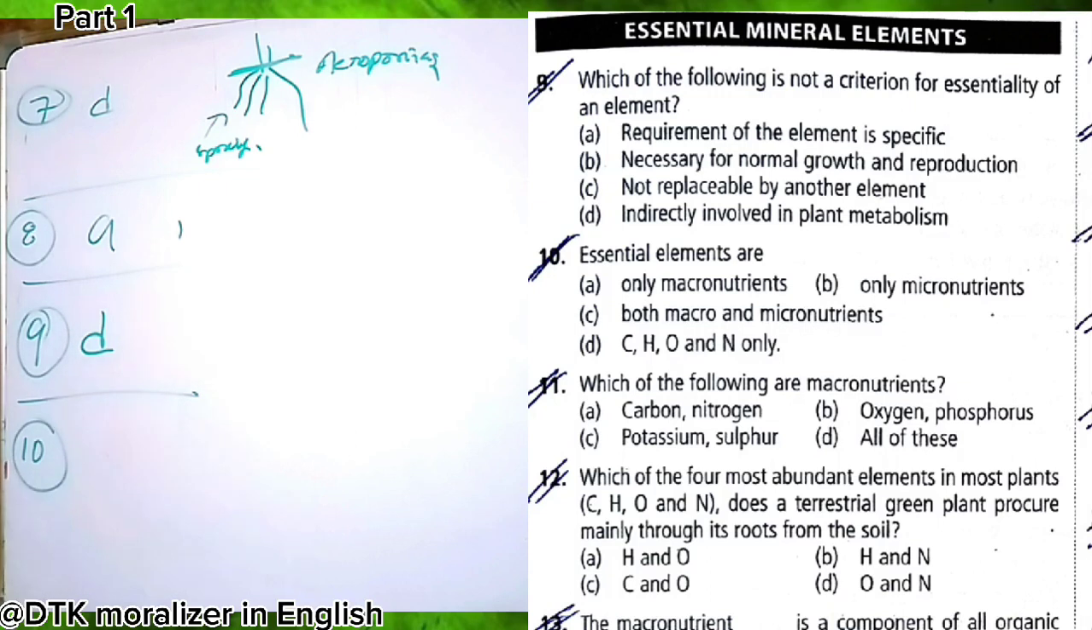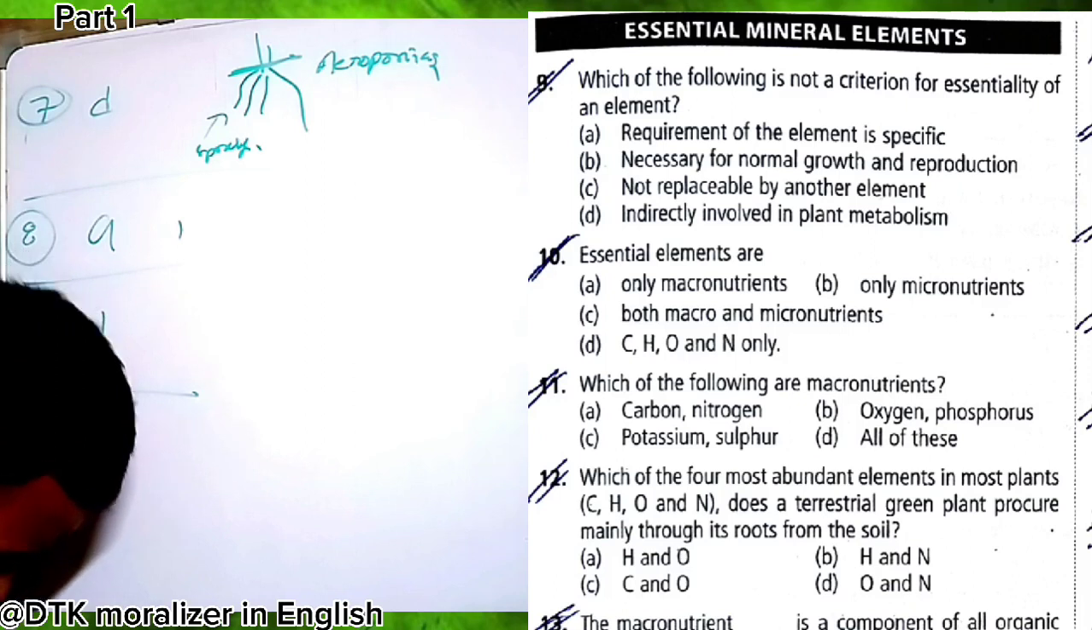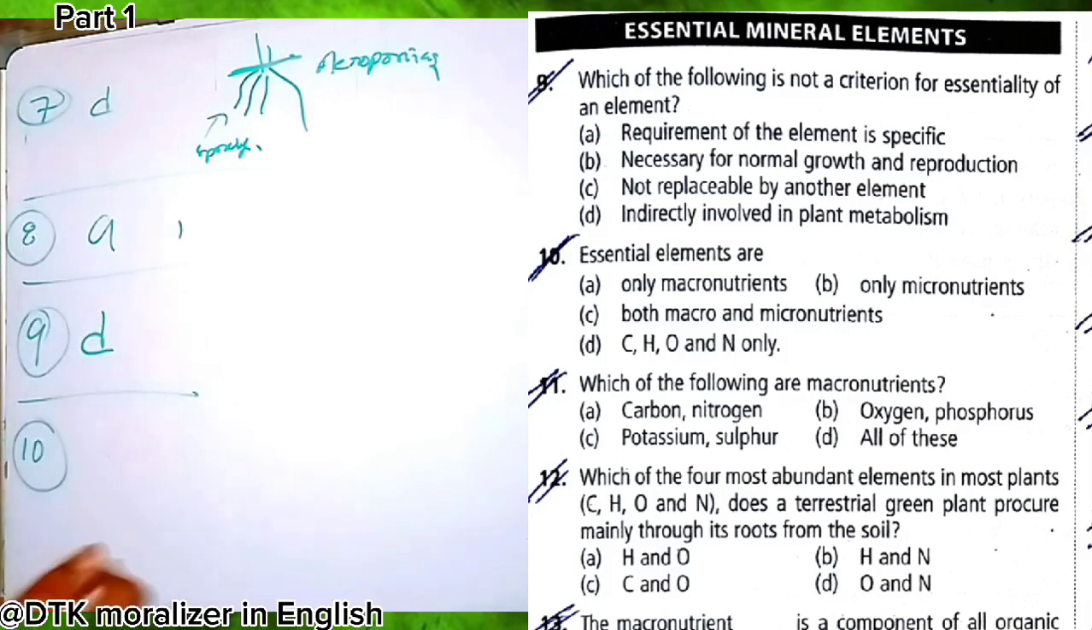Now question number 10. Essential elements are only macronutrients, only micronutrients, both macro and micronutrients, C, H, O and N only. No, here both macro and micronutrients are essential elements. So here, as you can see, option C would be right.